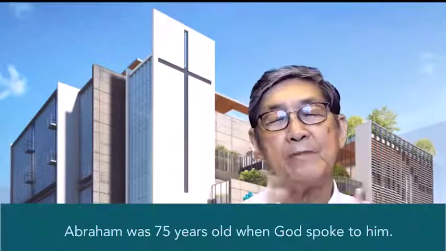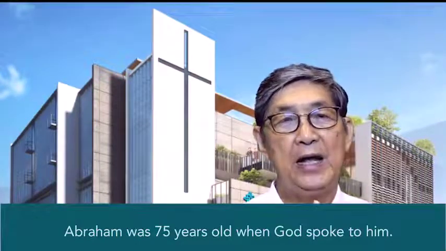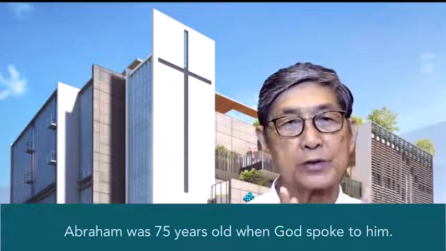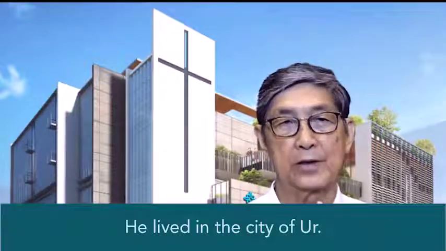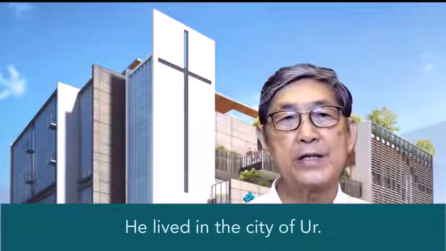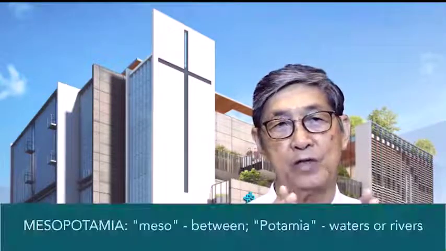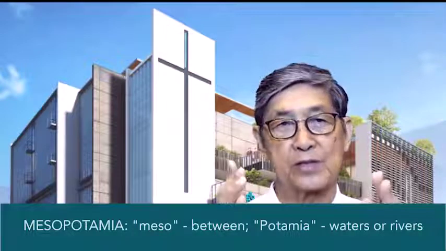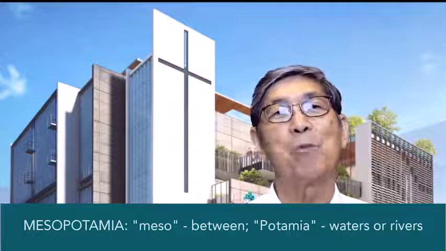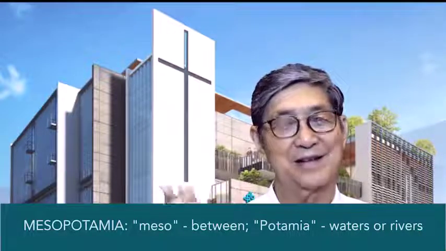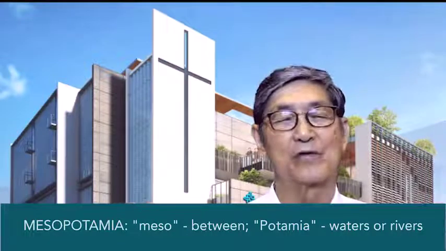Chapter 12 begins the life of Abraham, so focus on one man now. Abraham was 75 years old when God spoke to him. He lived at that time in the city of Ur, U-R. Ur is in Mesopotamia. Mesopotamia, the word meso means between. Potamia means the waters, a river. So this is, the word hippopotamus, animal that lives in the water, the river.